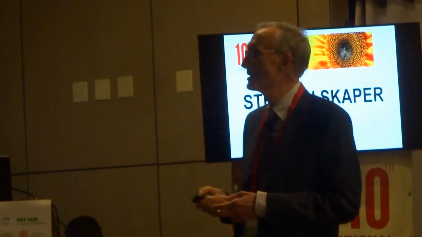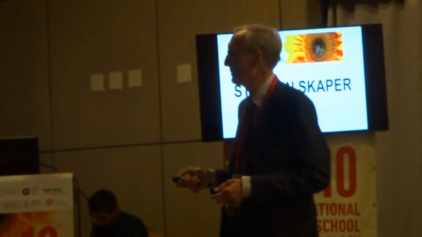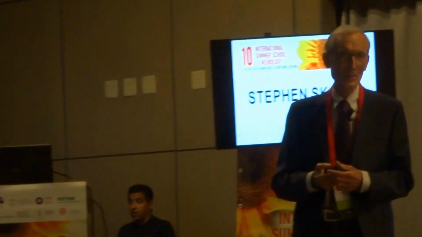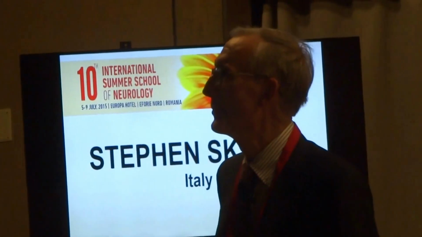What I call the dynamic duo. Now, many may not recall this old series of Batman and his sidekick Robin. So I call these two cell types we're going to talk about, mast cells and microglia, the dynamic duo of inflammation.